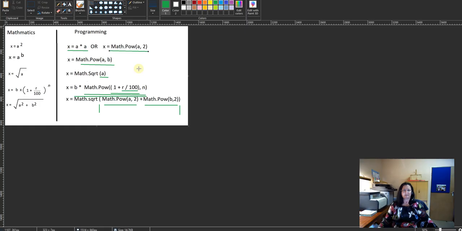So now you learned about two functions that we can use in programming: power and square root. You also see how more complex formulas can be written in programming.